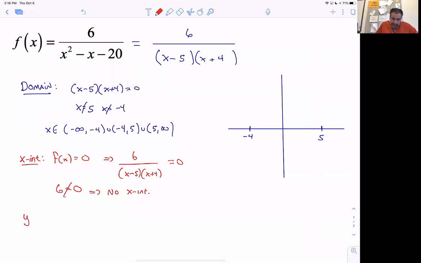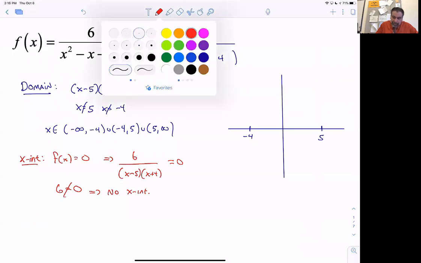Next up is the y-intercept. In order to find the y-intercept, we're going to set the function equal to 0. So what we're going to do is we're going to plug in 0 into the function. I misspoke there.